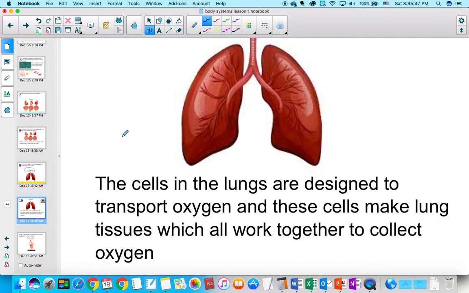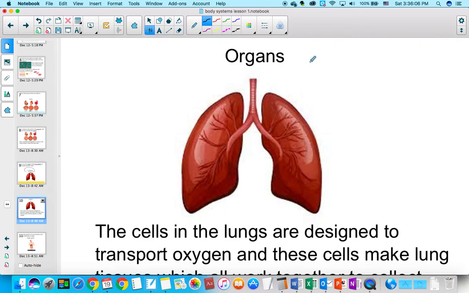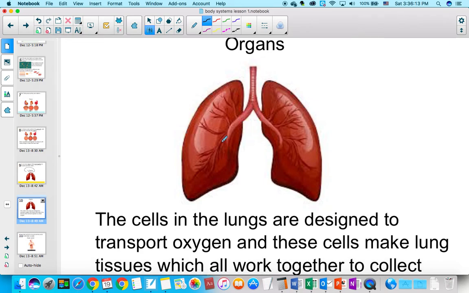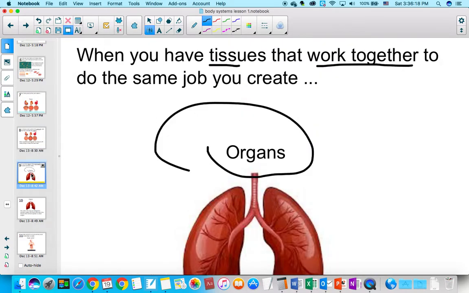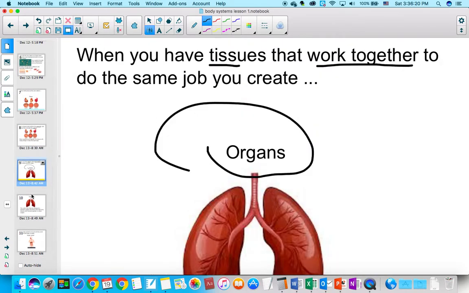Cells in the lungs are designed, I don't like the word designed, but I'm going to use it, to transport oxygen. These cells make lung tissues, which work together to collect oxygen. And as these tissues work together, you have the organ called the lungs, or the organs called lungs, because you have two lungs. So you have cells working together to make tissues, and tissues working together to make organs, and lungs are an example of that.